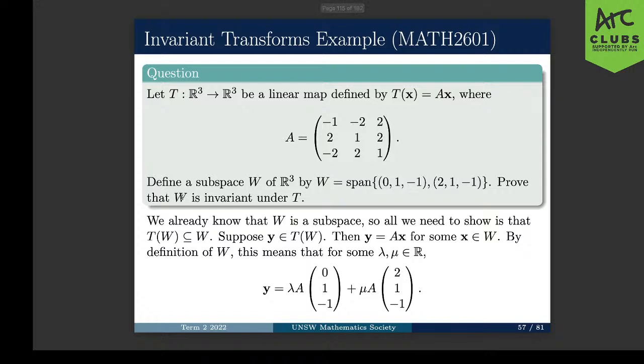So let's suppose Y is in T of W. Then Y equals AX for some X in W, because T of W is just the set of all T of X's where X is in W. And by definition of W, because it's a span, that means there are some scalars lambda and mu, so that Y is lambda A times the first vector in the span, plus mu A times the second vector of the span.